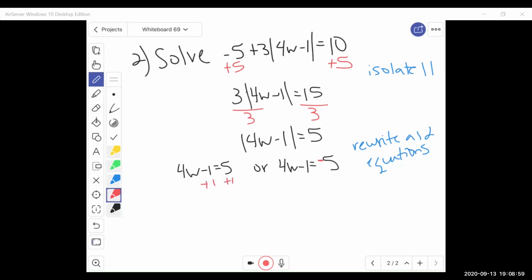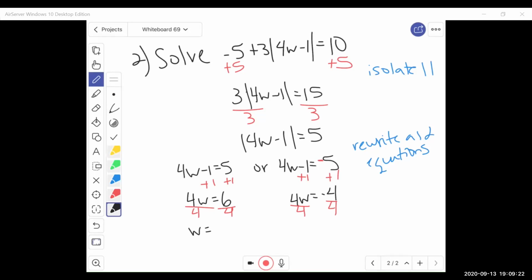So add 1 to both sides on both options. So 4W equals 5 plus 1 is 6. 4W equals negative 5 plus 1 is negative 4. And divide by 4, because 4 times W, opposite of that would be dividing by 4.